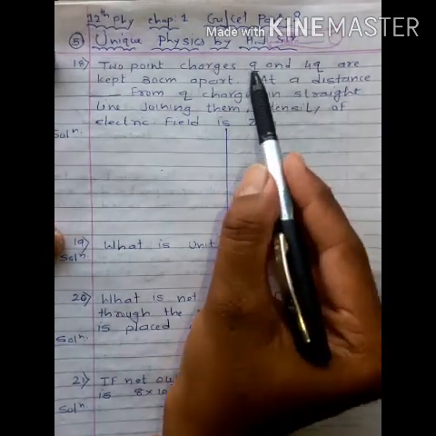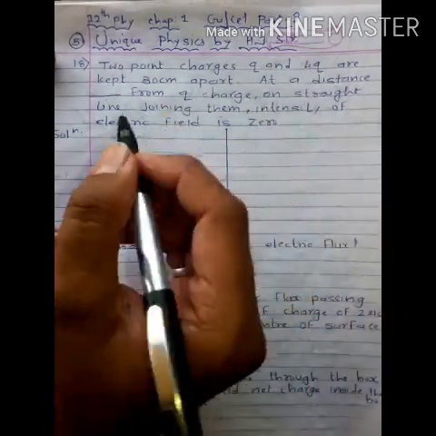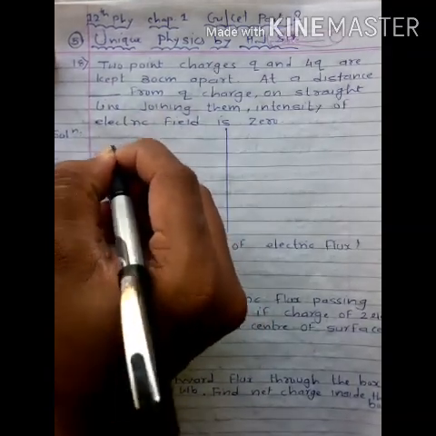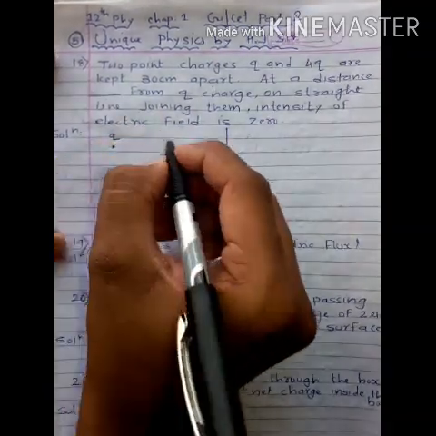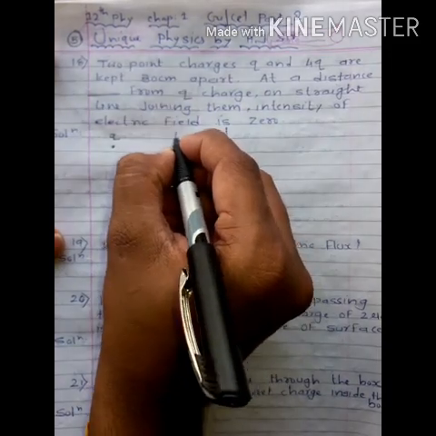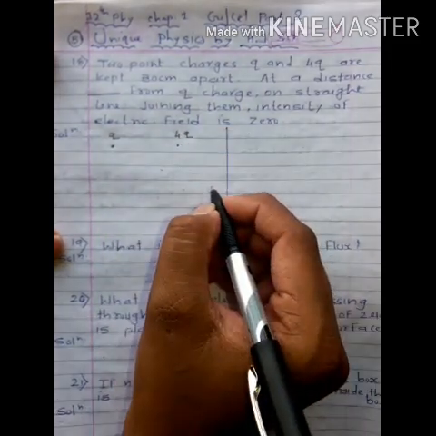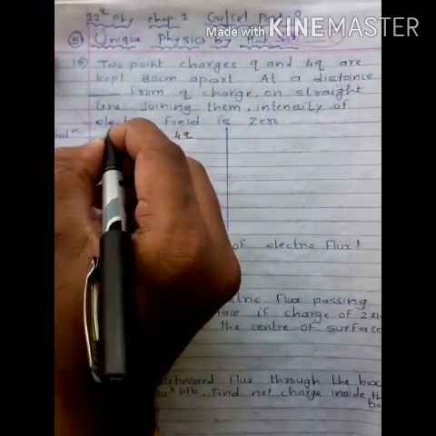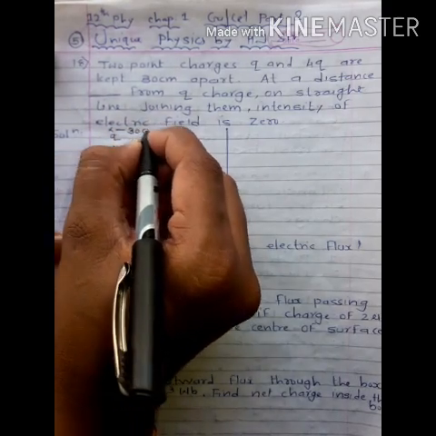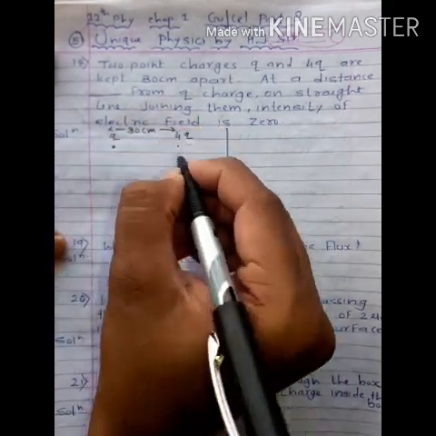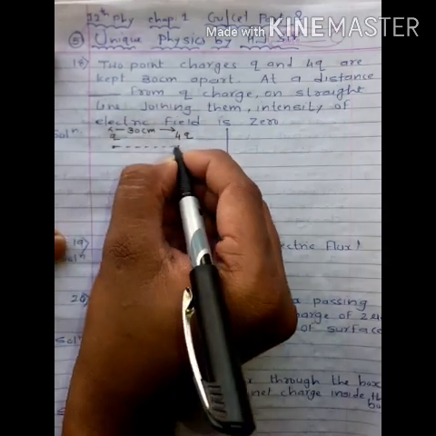So here we have a system of two charges Q and 4Q. So here we consider a simple situation. This is our Q charge and this is our 4Q charge. The distance between them is given. The distance between them is 30 centimeter. This is the line joining the two charges.